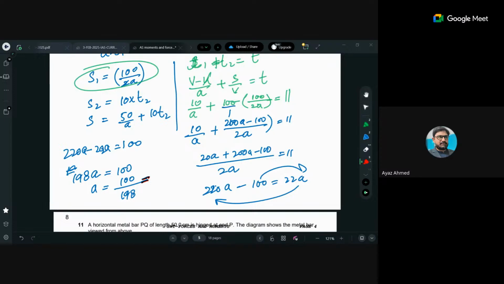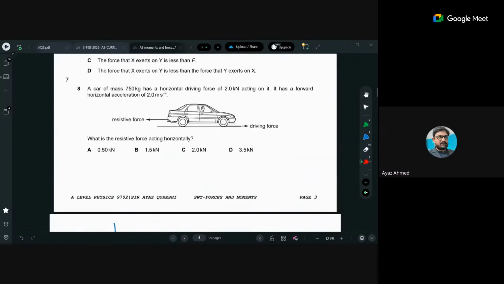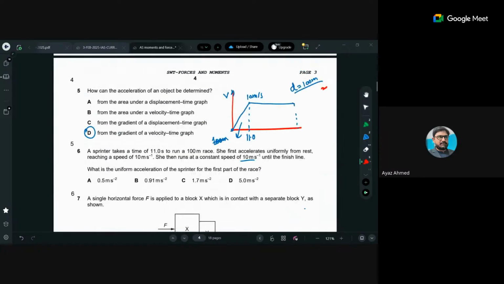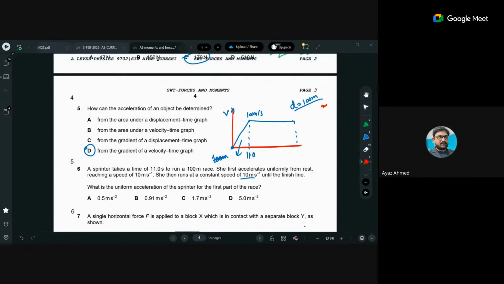Yes, please answer. So 0.5050. 0.50 meters per second square. Yes, after long calculations, we got this one.